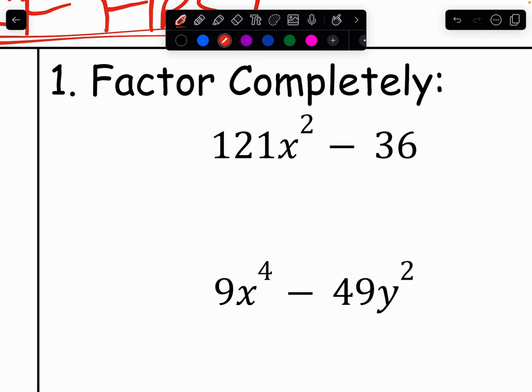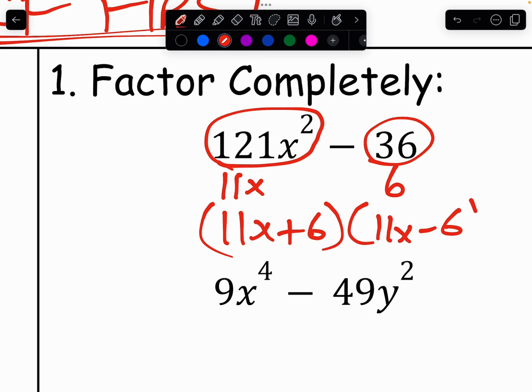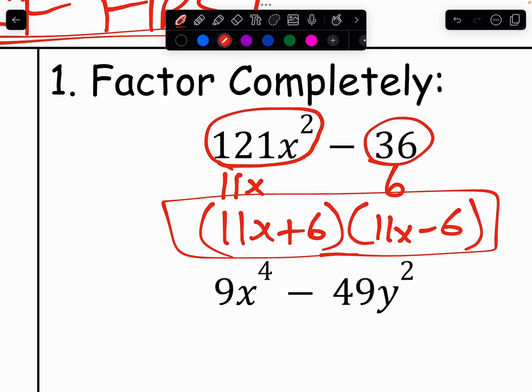121 and 36. Well, those don't divide by anything. 11 is the only thing that divides 121. So that's going to be 11x, because half of 2 is just 1, so 1x. And then 36 square root is 6. And so we have 11x plus 6, 11x minus 6. And there's my final answer.